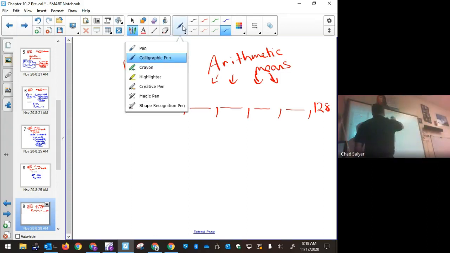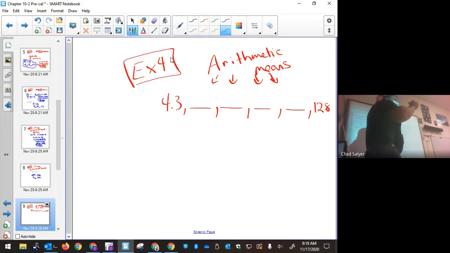So the way we're going to find this is, first of all, we're going to find the D value that would make this an arithmetic sequence. So you want numbers to fill in these blanks, and they don't have to be 4. There could be 6. There could be 8. It'll say, find so many arithmetic means between this value and that value. So the question here is to find 4 arithmetic means between 4.3 and 12.8. But again, it doesn't have to be 4.